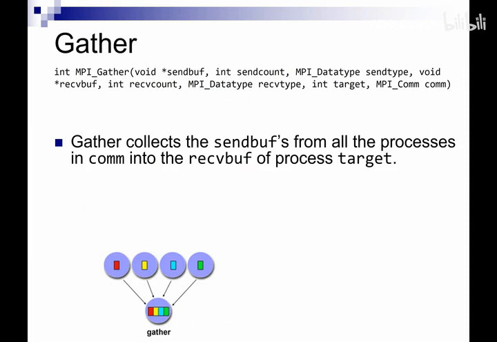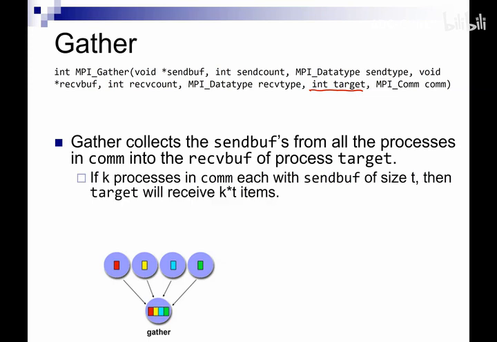Next we have the gather operation. Imagine that every process has a piece of data, and now we want to gather all of this data onto one particular process, the target process. So when you call gather, if you're the target process, then you're collecting data from all of the other processes. And if you're not the target, then you're sending data to the target.